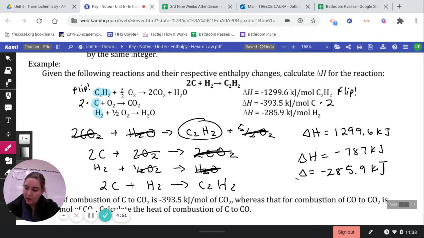So I can just add up all of my delta H's together to get what the delta H of reaction is now that I've manipulated it. So 1,299.6 plus negative 787 plus negative 285.9. Plug it all into your calculator. I'm going to give you guys a minute to do that. And once you do, I got that our delta H would be 226.7 kilojoules per mole.